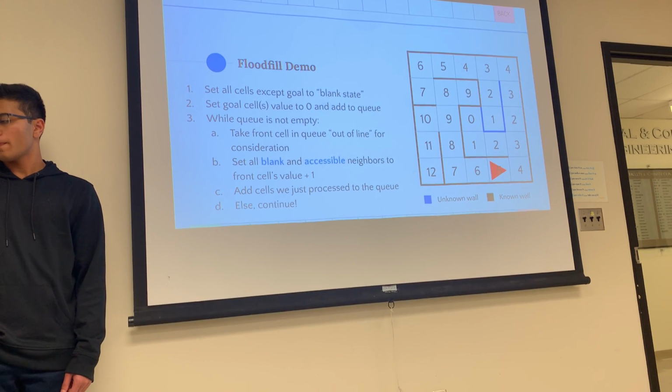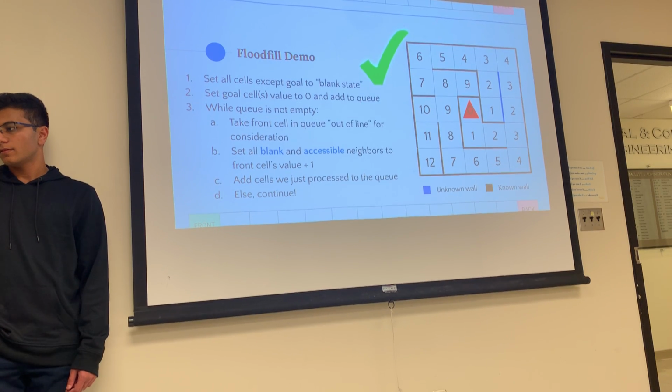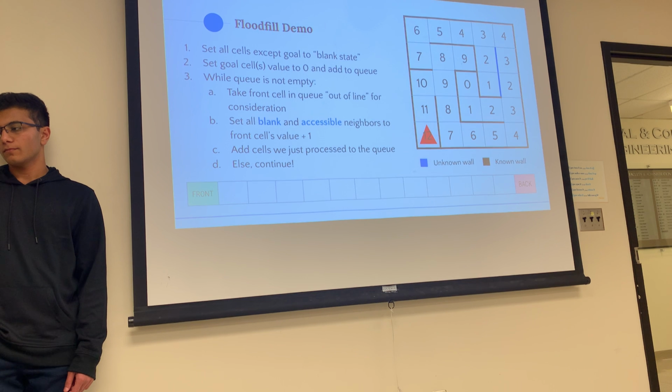And so now we finally realize, oh, we have to go all the way around. And now that's what we do. And now we're at the center. Yay. And now these are the final Manhattan distances.